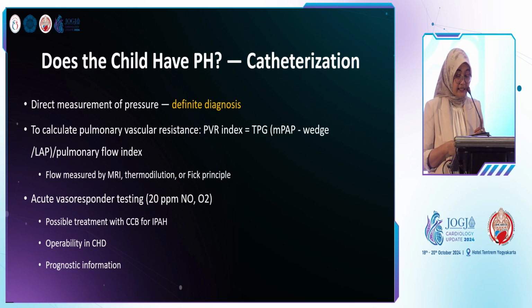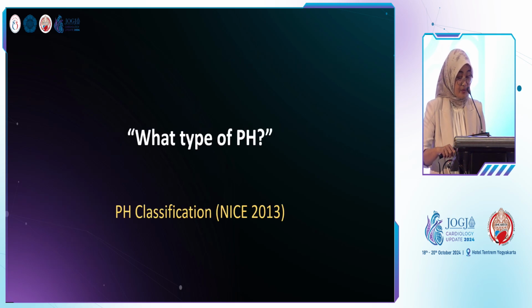But cardiac catheterization is actually the gold standard to directly measure the pressure as well as to calculate the pulmonary vascular resistance. And this can also be beneficial for vasoreactivity testing because it can evaluate the possible treatment for idiopathic pulmonary arterial hypertension, whether it can be operated on, or give prognostic information.